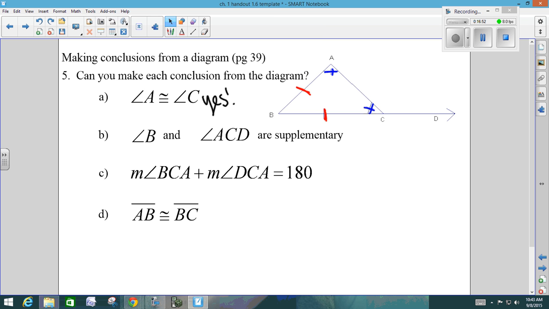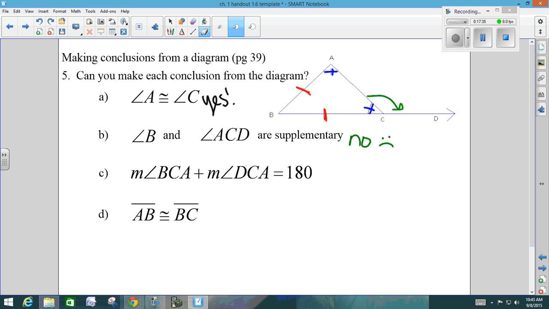Would it be true to say that angle B, this guy here in green, and angle ACD, the other green angle, are supplementary? Why would you say they're supplementary? Does this angle here make a straight line with this one? To make a straight line, they have to be connected. Are they connected? No. So can I say that they're supplementary? No. There's not enough information here. I don't even know the angle measures, but I wouldn't say these two green ones make a straight line. They have to be right next to each other to do that.